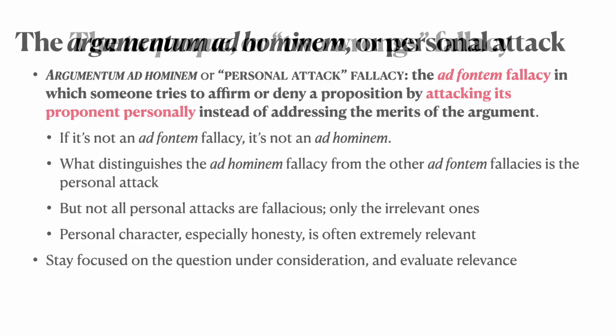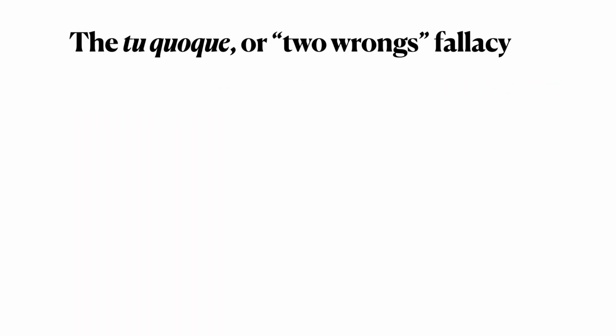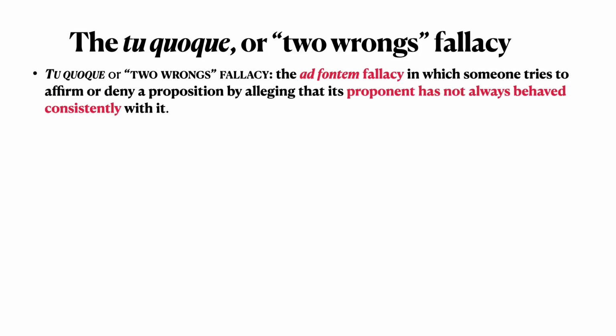All right. The second fallacy that we'll look at today is the tu quoque fallacy, meaning "you too," sometimes called the two wrongs fallacy. The tu quoque or two wrongs fallacy is the ad fontem fallacy in which someone tries to affirm or deny a proposition by alleging that its proponent has not always behaved consistently with it.